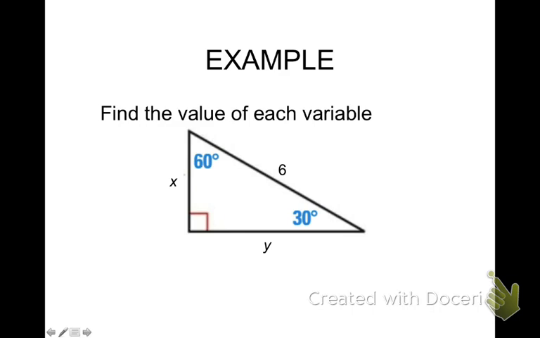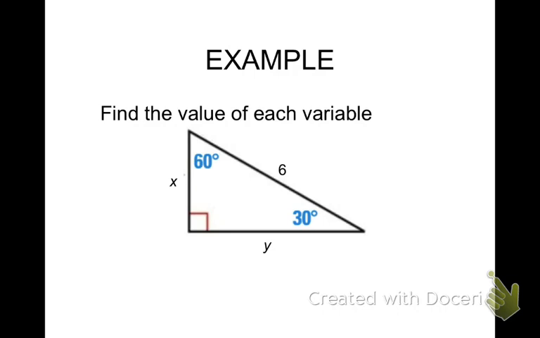So quickly make this diagram someplace. All we're doing is just switching the 6 over to the hypotenuse. So same triangle. Switch your 6, x, and y around. So in this case, your 6 is the hypotenuse.